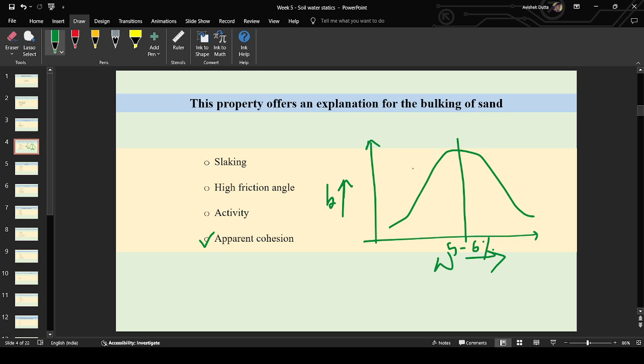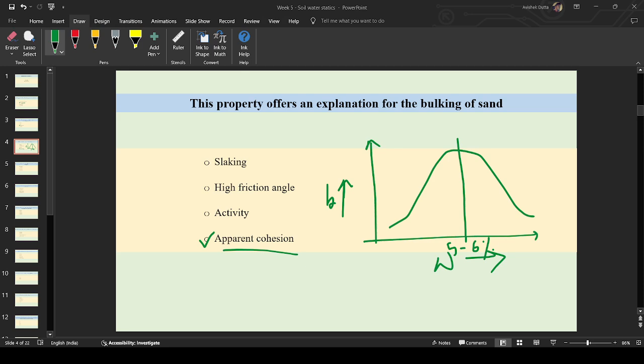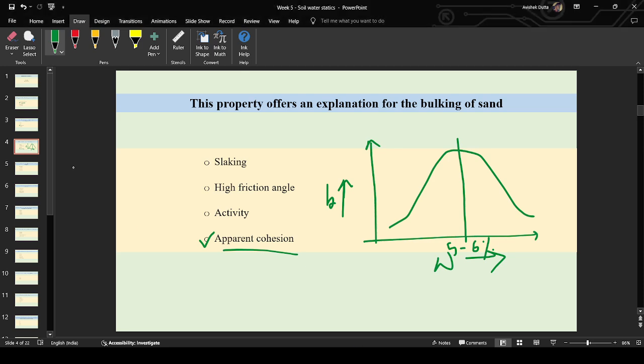Up till the capillary fringe is being built up, the water in the capillary fringe is filling up. Up till that point of time, the volume increases around 5 to 6%. The volume is maximum because of the capillary action of water, and there is an apparent cohesion between the particles. So the answer is D, apparent cohesion. Okay, next question.